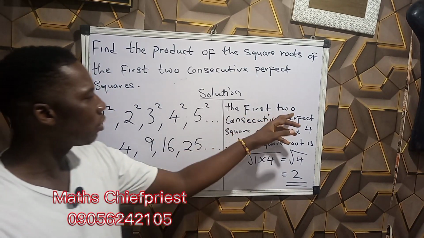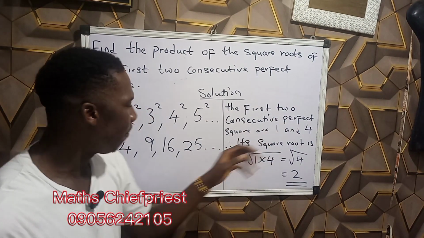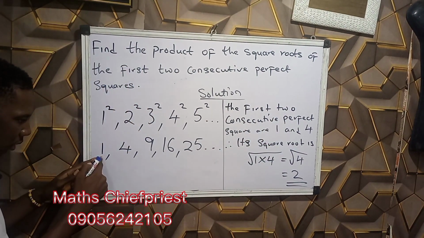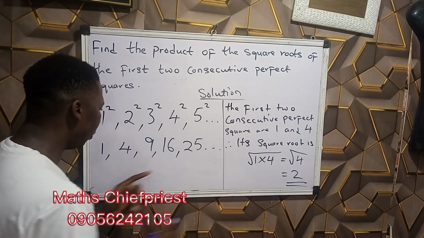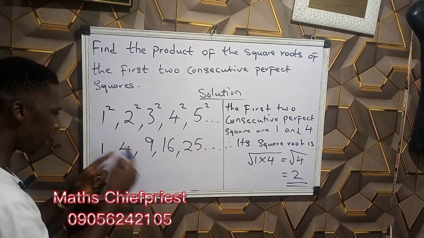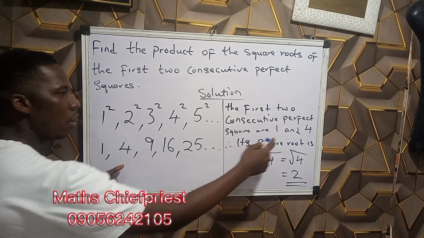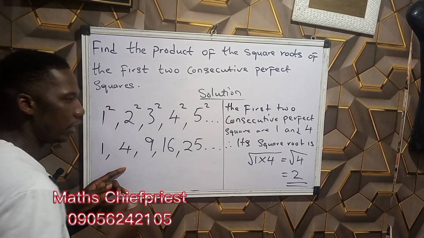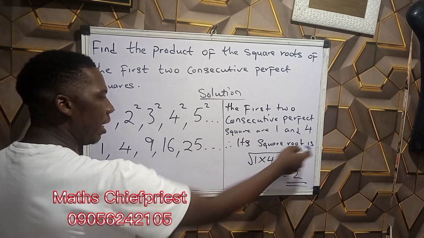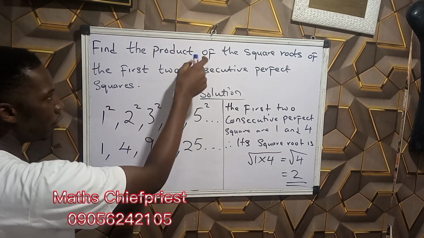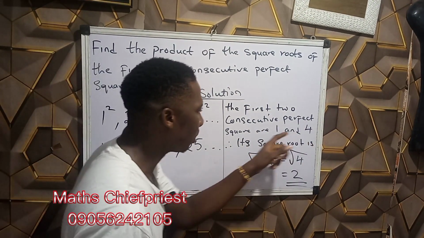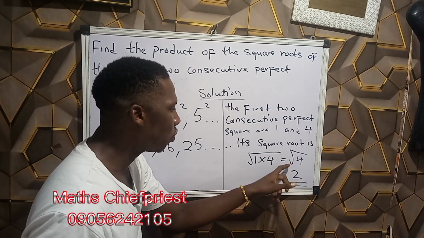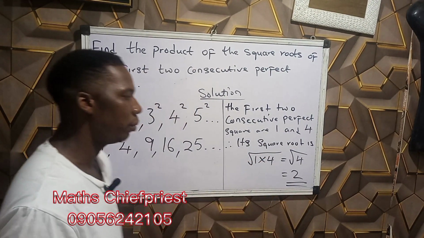Now they say the first two consecutive perfect squares are the first. This is the first one, second, third, fourth, fifth, and so on. The first two, which is first and second, and they are what? 1 and 4. Therefore, its square root is the square root of the product. Product is multiplication of the two numbers. 1 times 4 will give you 4. So the square root of 4 will give you 2.